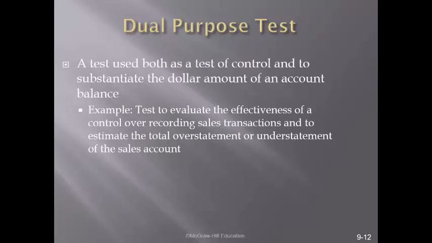Sometimes one sampling plan may be used for the dual purpose of testing a control and substantiating the dollar amount of an account balance. For example, a dual purpose test might be used to evaluate the effectiveness of a control over recording sales transactions and to estimate the total overstatement or understatement of the sales account.